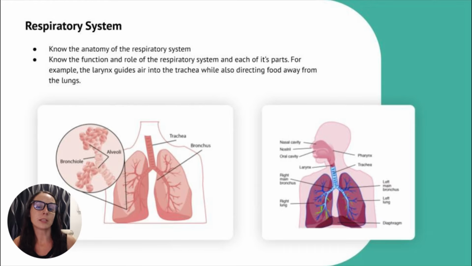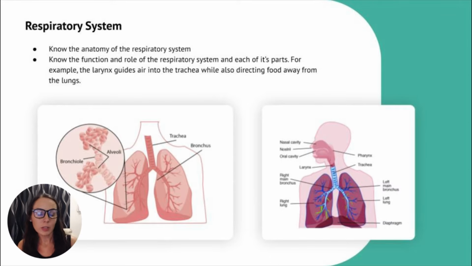The respiratory organs are anatomically divided into the upper and lower respiratory tracts, so know which is which. The upper respiratory tract consists of the nose, nasal cavity, and pharynx, while the lower respiratory tract includes the trachea, bronchi, and lungs. So you also need to know the function of each part. It's important to know things like the larynx, which is also known as your voice box. That is what guides air to the trachea and directs food away from the lungs during swallowing.